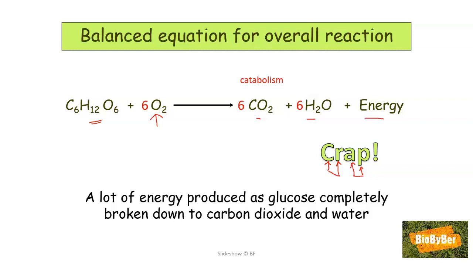Now, a lot of energy is produced as the glucose is completely and utterly broken down to carbon dioxide and water. The energy produced is in the form of heat and in the form of chemical energy because it is stored in the chemical called ATP.